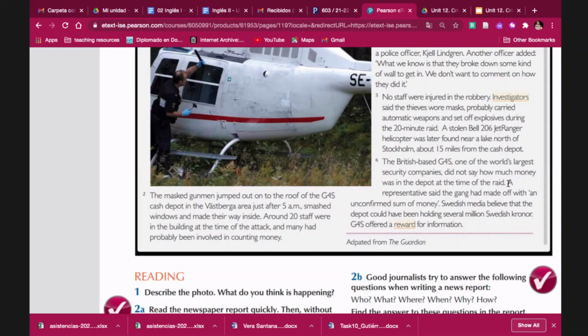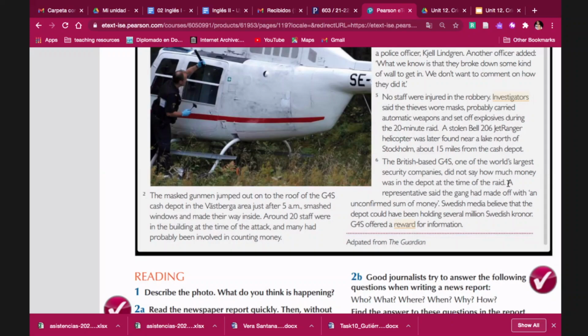Porque aquí se utiliza, o sea, dice: a representative said the gang had made off. También es un ejemplo de present perfect here: had made off with an unconfirmed sum of money, porque esas fueron sus palabras textuales. Okay, good. Thank you, Ángel.